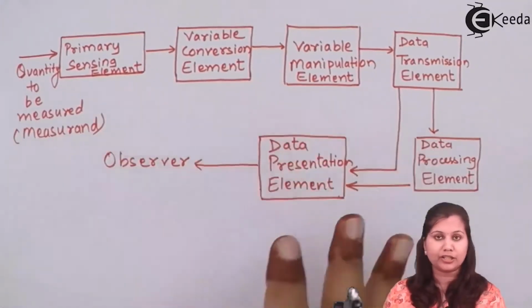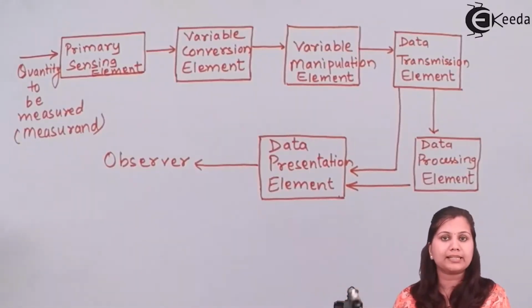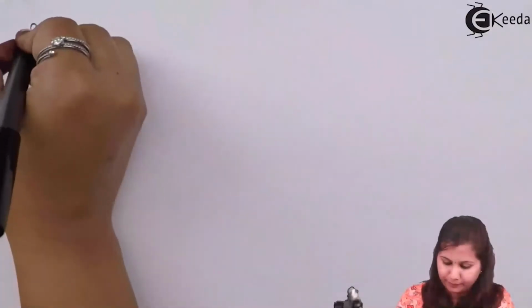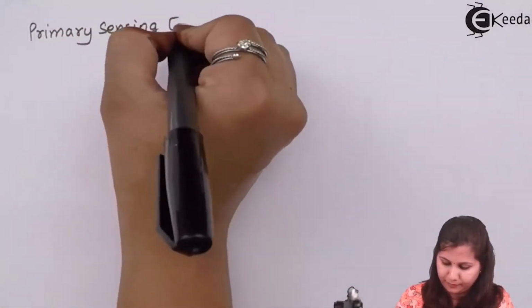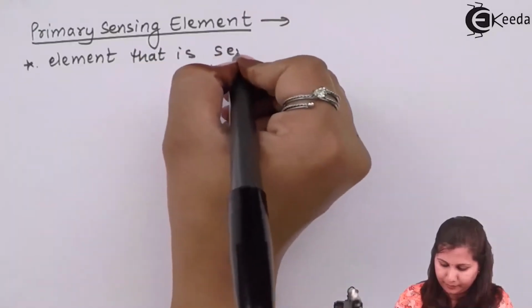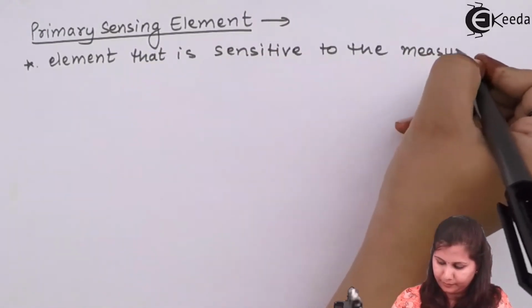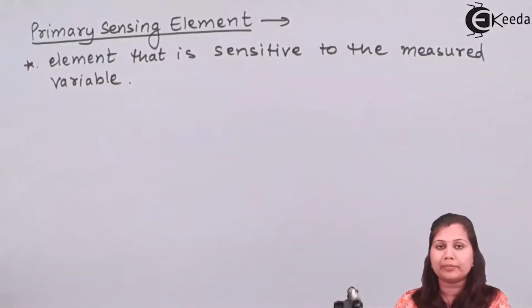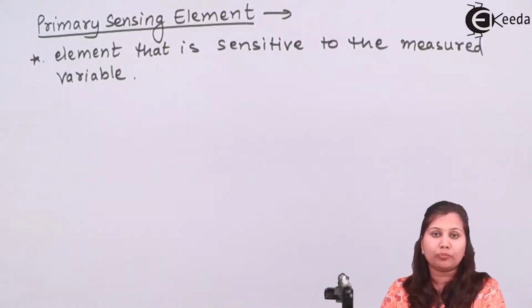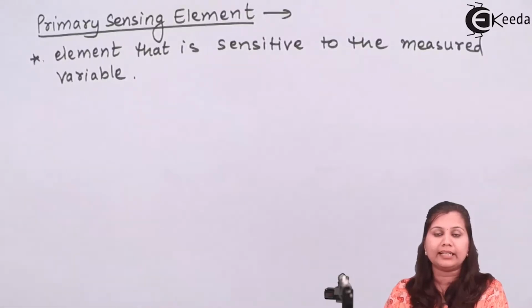So in this we have different functional elements. Let us study each of the functional elements in detail. First we will start with the primary sensing element. The primary sensing element is the element which is sensitive to the measured variable. So the quantity which we want to measure, that is the measurand, makes its first contact with the primary sensing element. So the primary sensing element is going to sense the measured variable, and then it is going to provide it to the further elements of the measurement system.